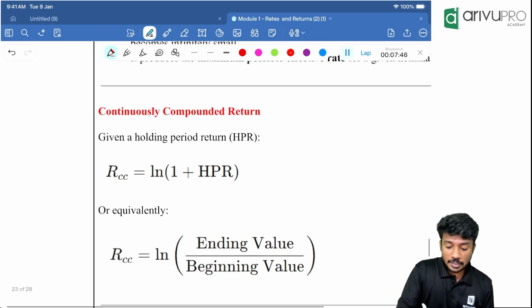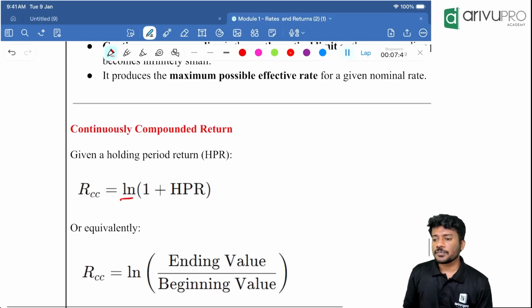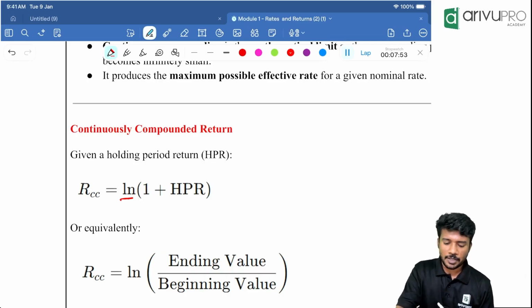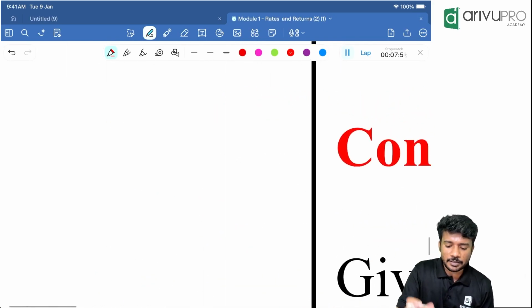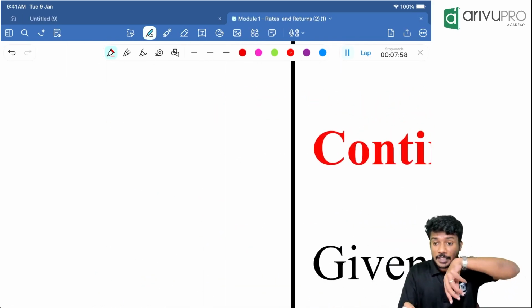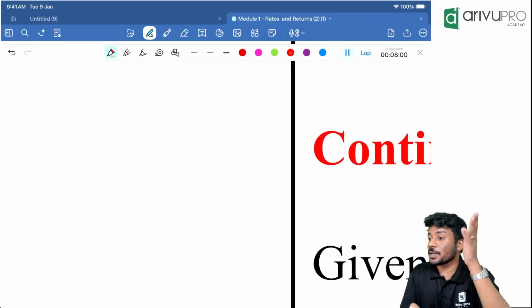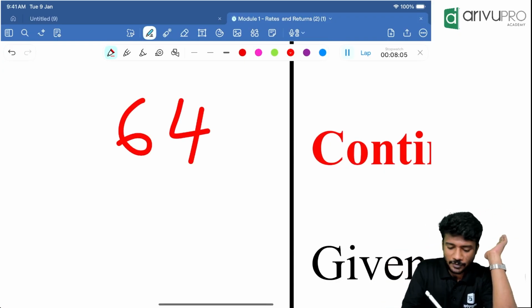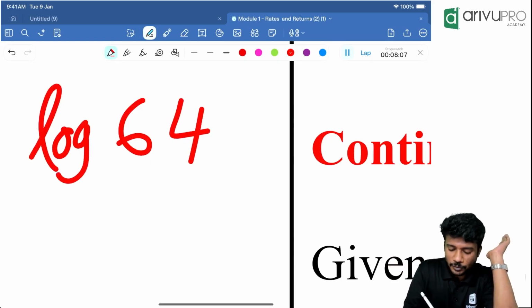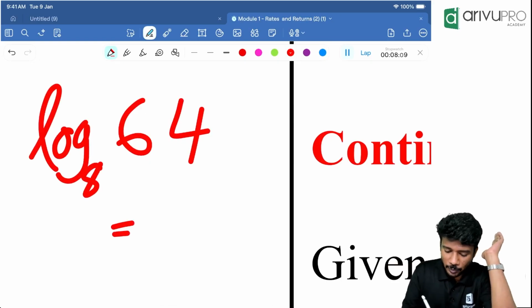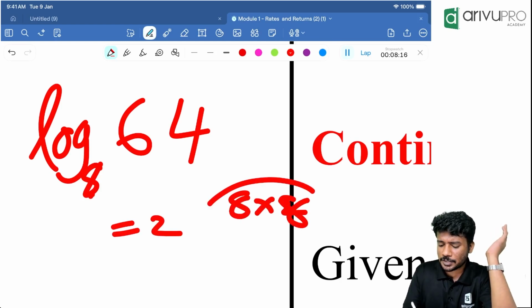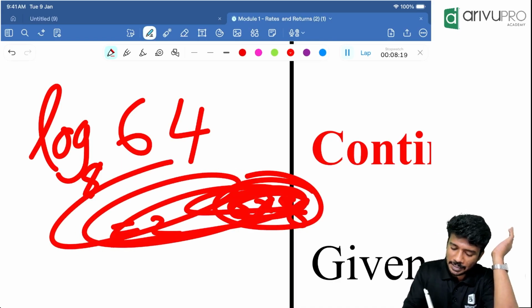First, ln means what? Ln means natural logarithm. What is the basic meaning of a logarithm? The basic meaning of a logarithm is how many times a number should be multiplied in order to get a value. If I take log of 64 to the base 8, the answer will be what? 2. The base is 8, and 8 should be multiplied how many times? 8 into 8 is how much? 64. That is the basic meaning of logarithm.